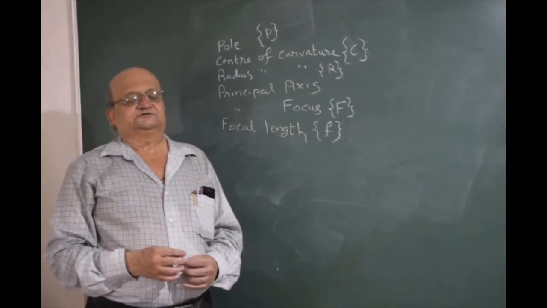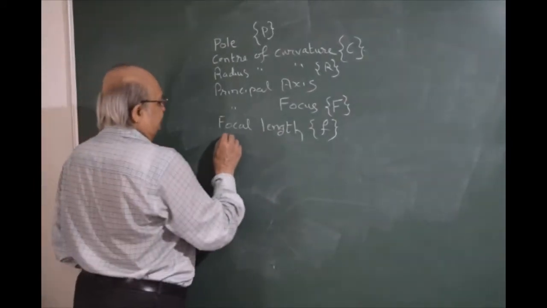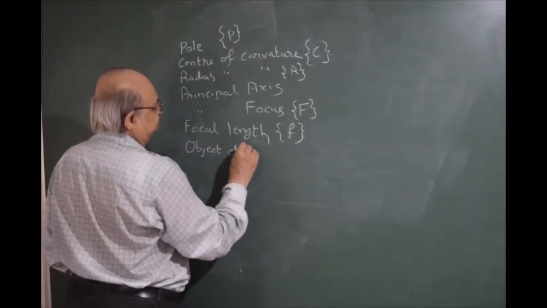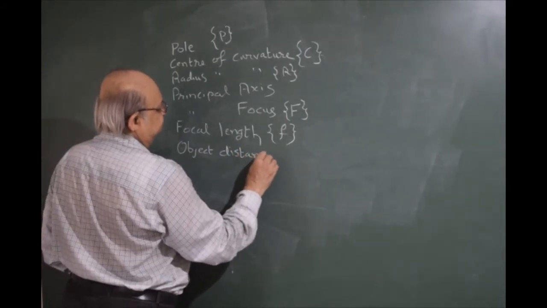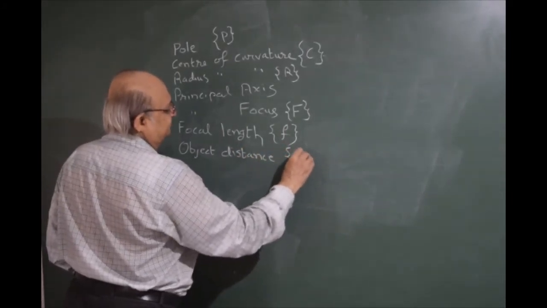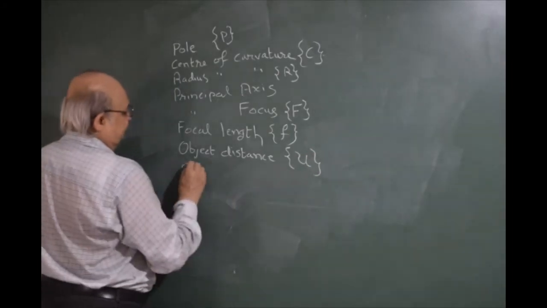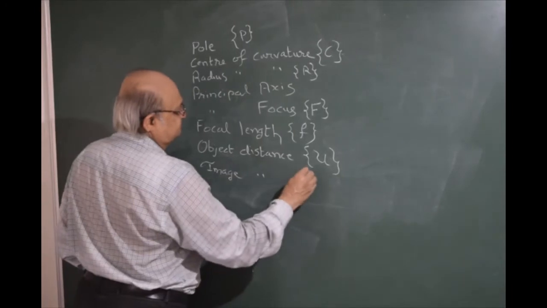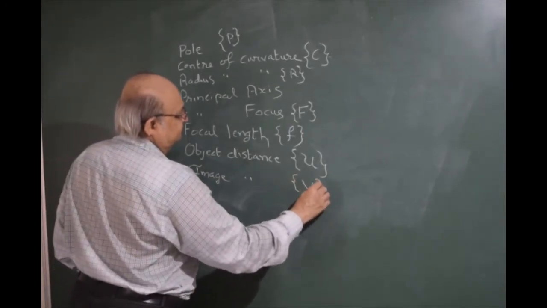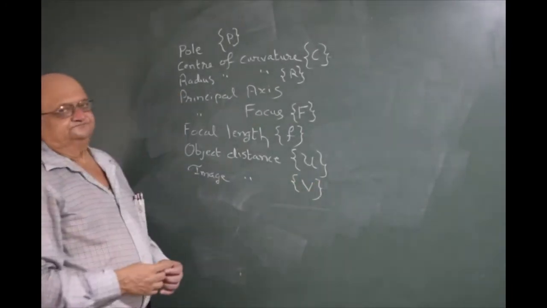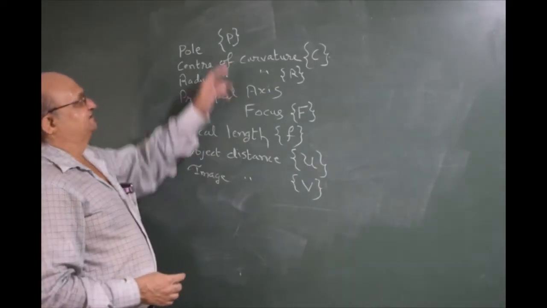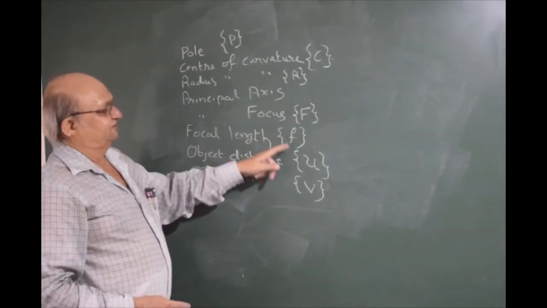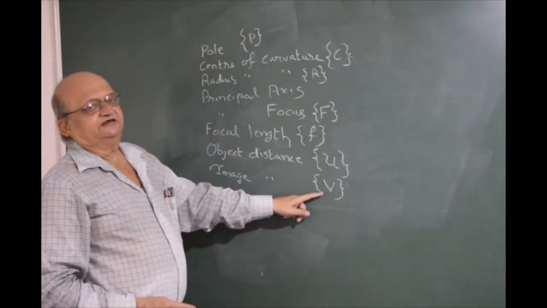We have also learned that the object distance is denoted by u, and the image distance is denoted by v. So we have the symbols P, C, R, capital F, small f, u, and v.